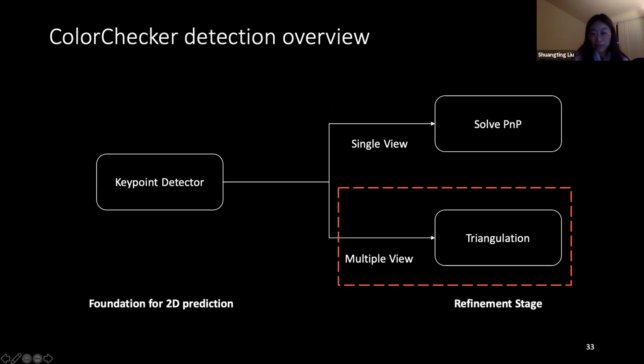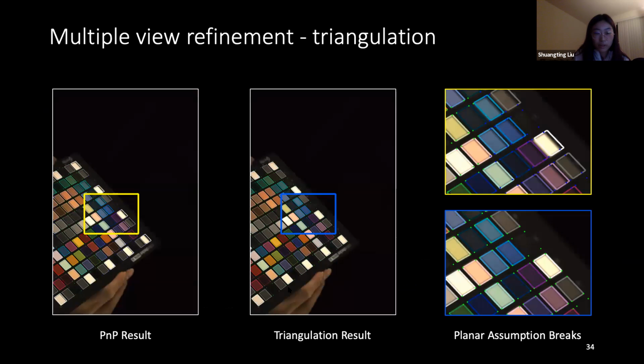For the multiview setting, we use triangulation for the refinement. In PNP, we actually assume the color checker is a perfect plane, so it has some error when there are outliers. But the triangulation method doesn't have such an assumption, and we can notice the key point detection result is very accurate.